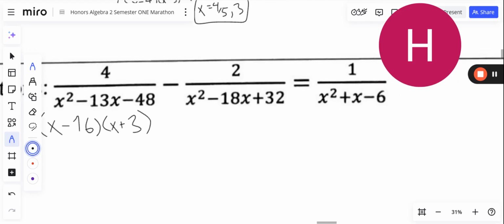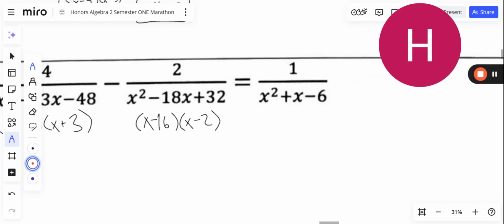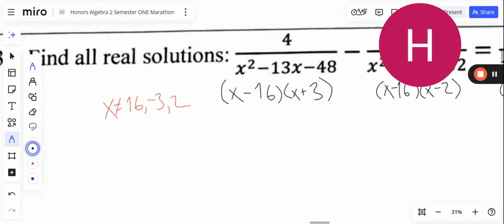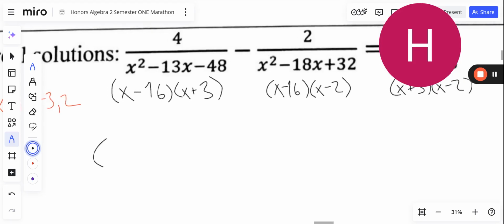Let's move on to factor this one. This is going to be x minus 16, x minus 2. So we already have that x cannot be 16, but now x cannot be positive 2. And then lastly, we have x plus 3, x minus 2. So we don't get any new restricted values there. That does mean that our common multiple is going to be x minus 16, x plus 3, x minus 2.